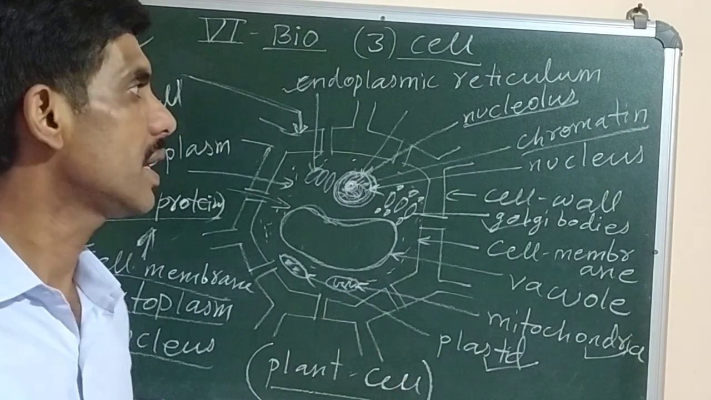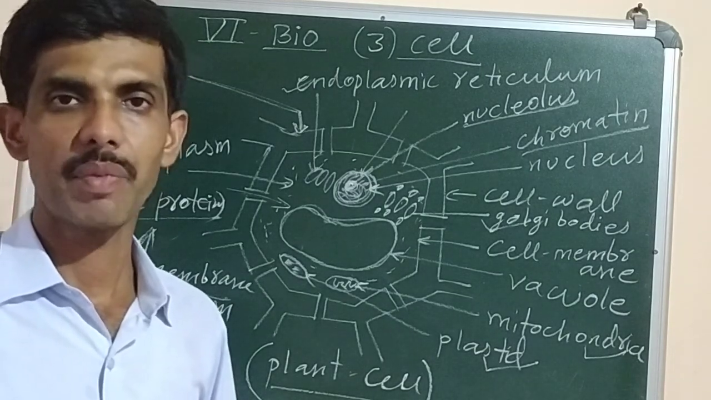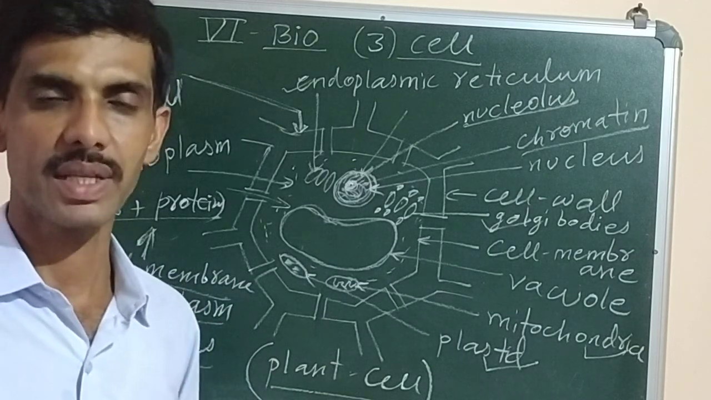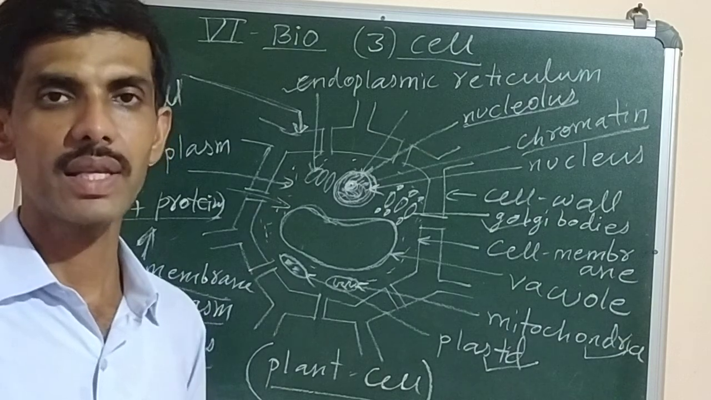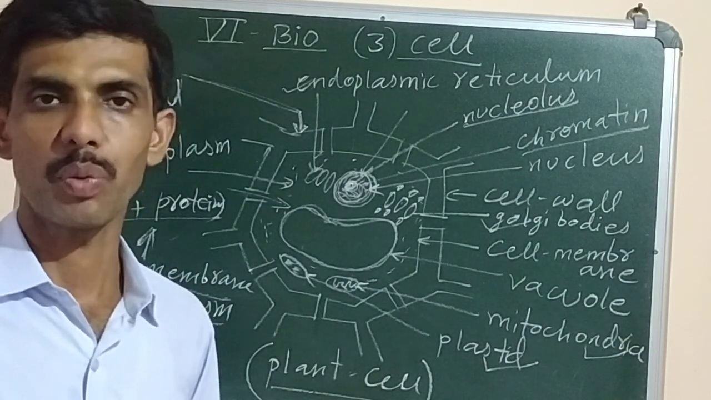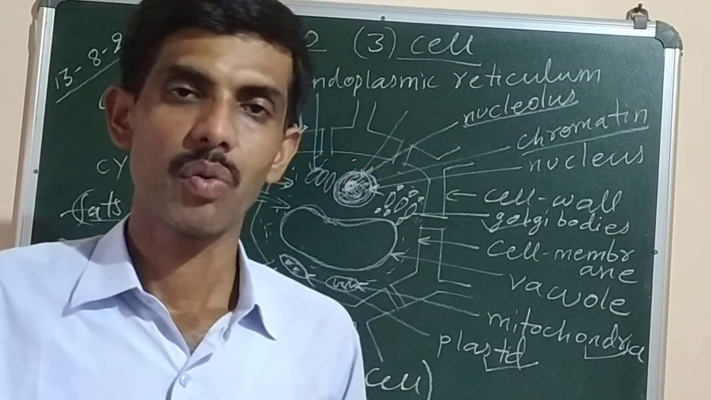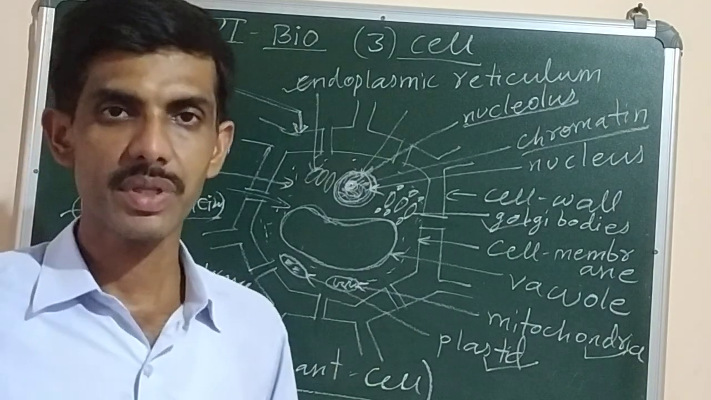Today we are going to continue with the same chapter 3, cell, the unit of life. You have already studied in the previous class that all the plants are made up of plant cells, animals are made up of animal cells, and cells are very small in size. They can be seen only with the help of a microscope. A microscope is an optical instrument which is used to see very tiny organisms.